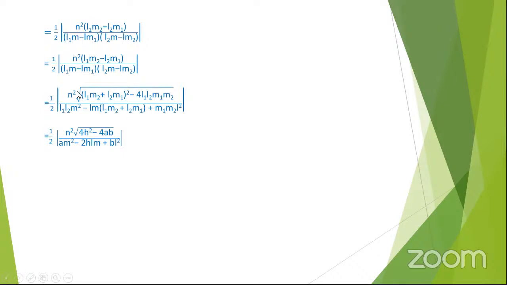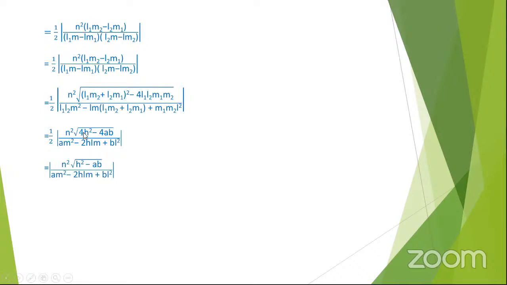Hence, we will get half into n square into, here what we have, this can be written as 2h, already we have seen before, that is 2h square. 2h square is nothing but 4h square minus 4 into ab by L1 into L2 is nothing but a, hence we are substituting that value a into n square minus this value is nothing but 2h and minus 2h Lm plus this m into m1 into m2 is nothing but b, therefore b into L square.